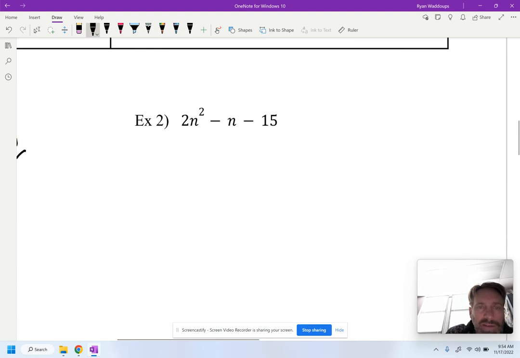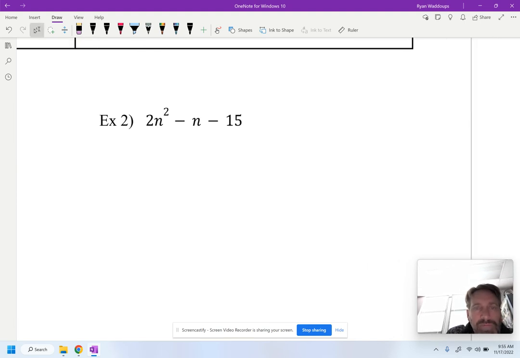All right, example 2. I check for GCF. They don't all have x's. They're not all divisible by 2.